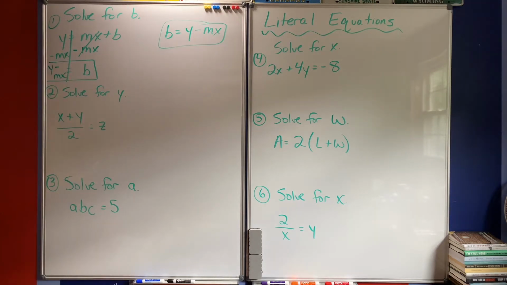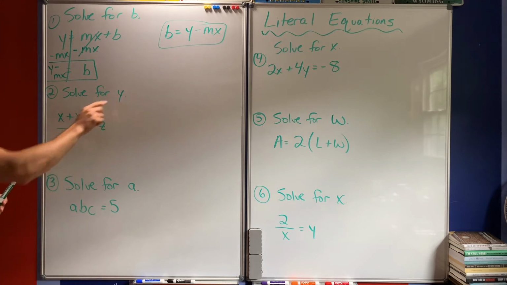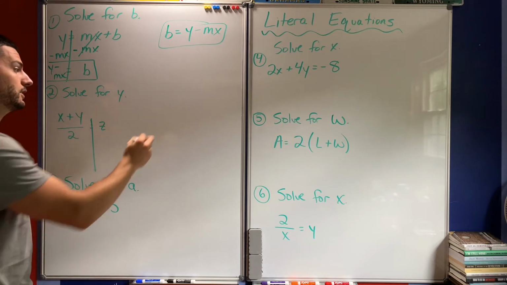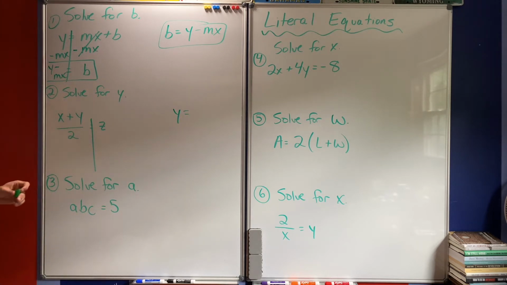Number 2, solve for y. x plus y, all divided by 2, equals z. Now I want to solve for y here. Now here's my y, and I want to get that letter by itself. So that's your goal. It's good to keep the goal in mind as you do these. So I'm keeping this y in mind, and I'm going to cancel out these other terms that are on the same side as the y.